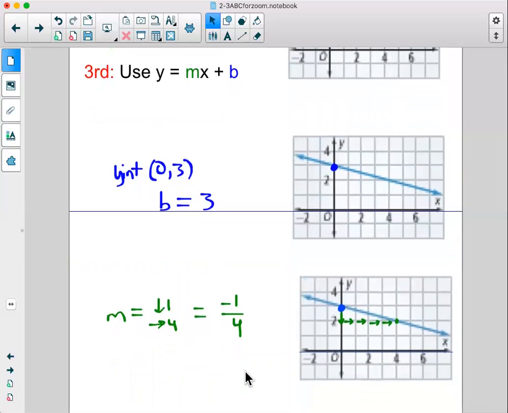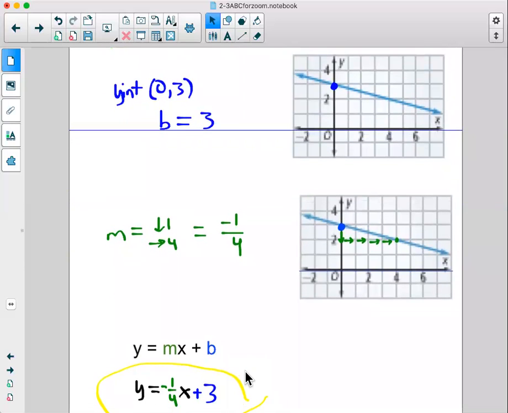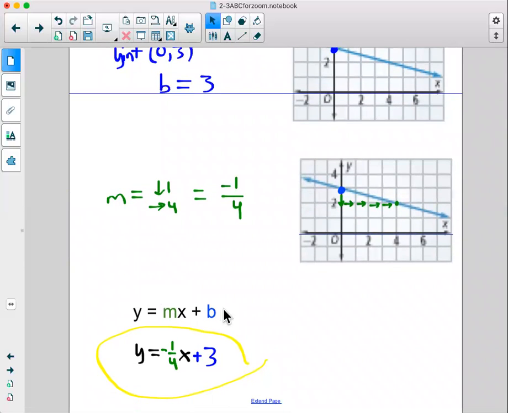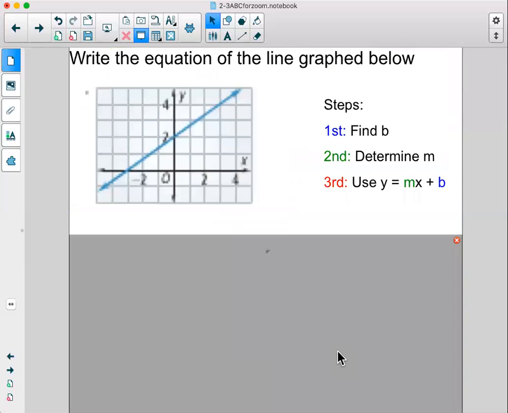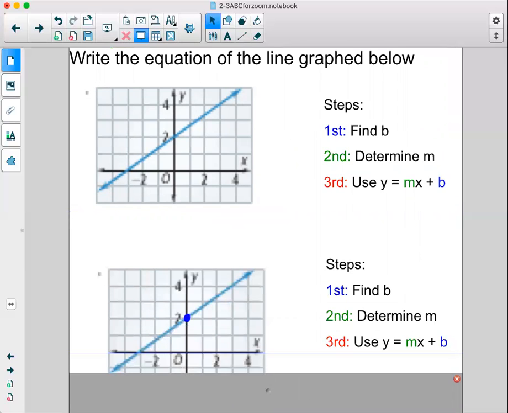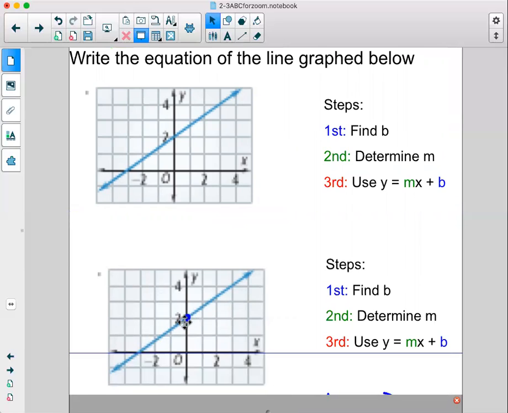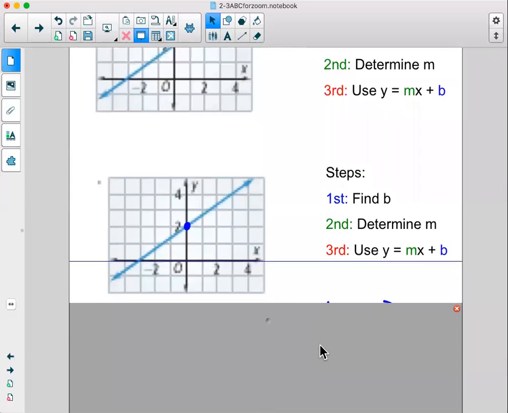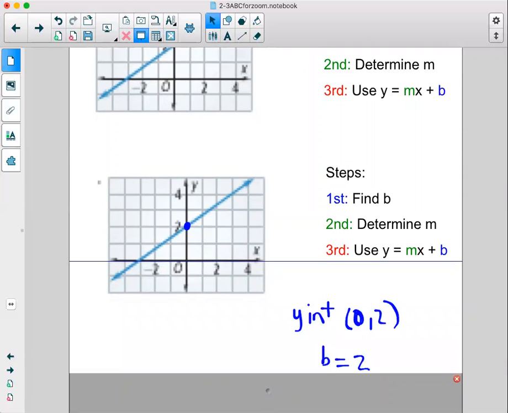Now that we have m and we have b, we know y equals mx plus b, so we can plug it in and we have the equation of our line. Pause, practice on your own paper, and then press play for the solution. First thing we do is determine b. Where does it cross the y-axis? Right here at (0, 2), so that means b has to be 2.